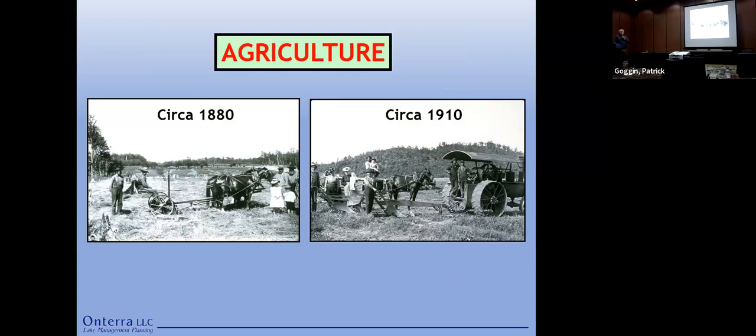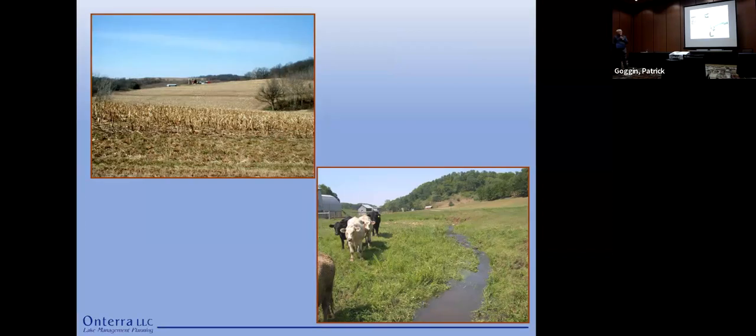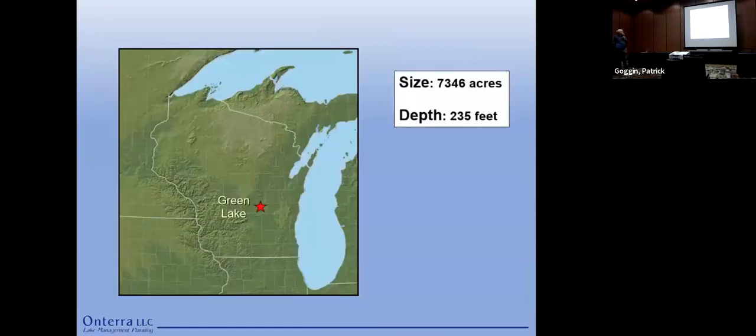So as you know, there's been a lot of changes in agricultural practices over the last 130 years. Initially, there was more subsistence farming. Tractors came into play, the moldboard plow, bigger tractors. We farm more land now. And so what impact have we seen in lakes as a result of this? Well, the example we'll use is Green Lake. This is the largest natural or deepest natural lake in the state. And it has an area of over 7,000 acres, and the maximum depth is a little over 230 feet.